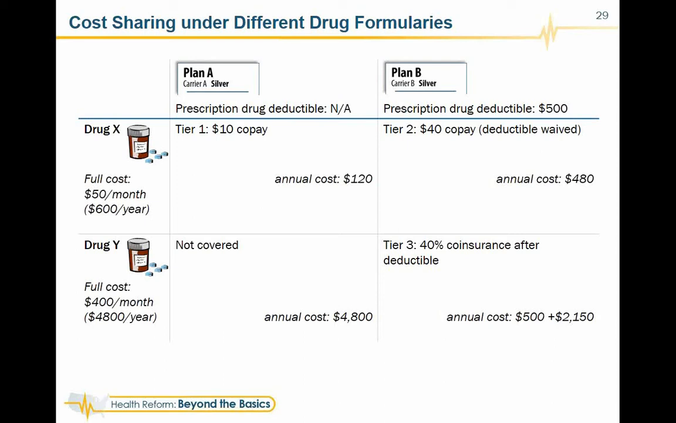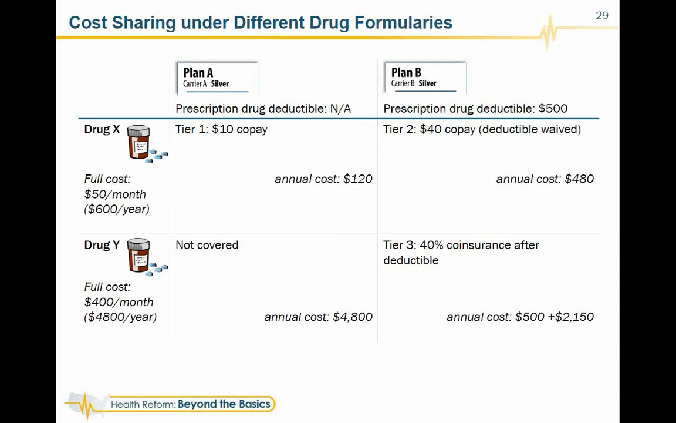Drug X normally costs $50 a month if you are uninsured and buy it directly from a pharmacy, while drug Y is much more expensive at $400 a month. Plan A lists drug X as Tier 1, which has a $10 copay. Plan B lists the drug as Tier 2, which has a $40 copay. Drug Y is not covered by Plan A, so the person would have to pay the whole cost out of pocket for this particular drug.